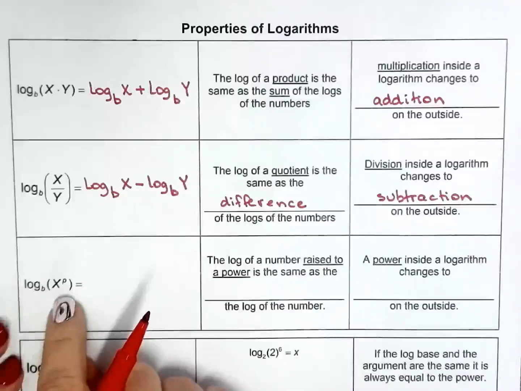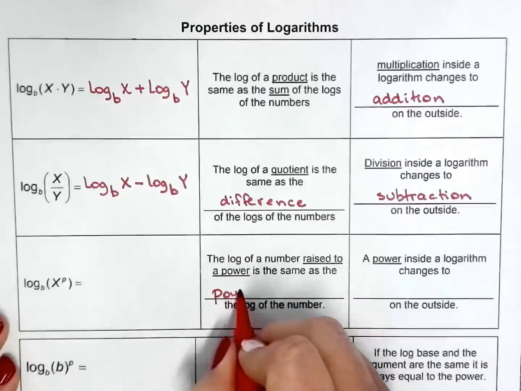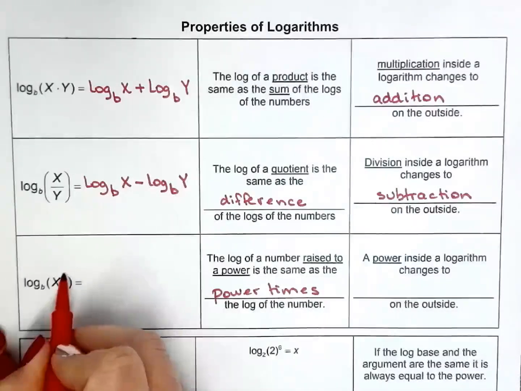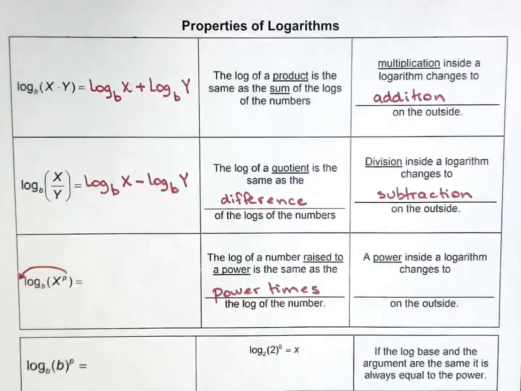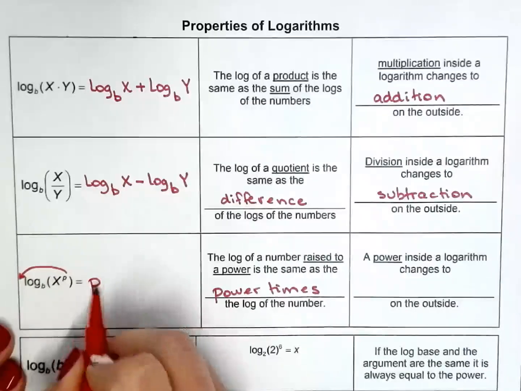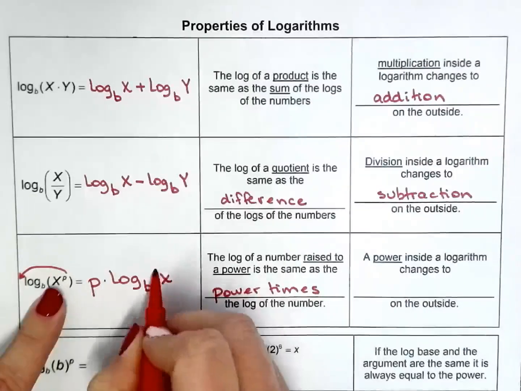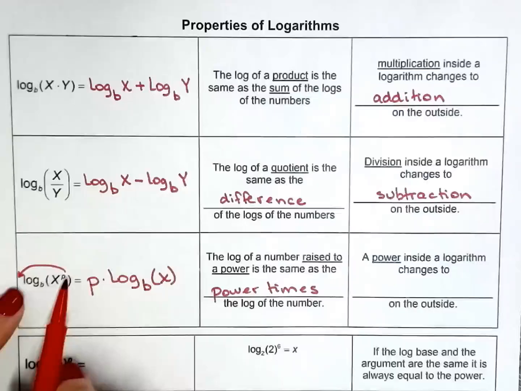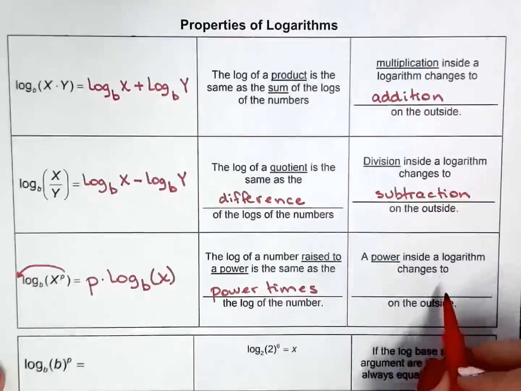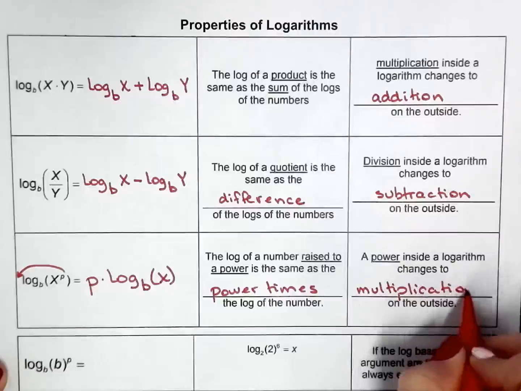Now, this is the power property. So the log of a number raised to a power is the same as the power times the log of a number. What does that look like? So you're going to get the power and put that right there in the front, multiplying. So it's the power times the log of the number. So p goes in the front, and then you multiply log base b of the argument x. Voila. So the secret here, this power goes in the front multiplying. Okay? So the power inside of a logarithm changes to multiplication on the outside.